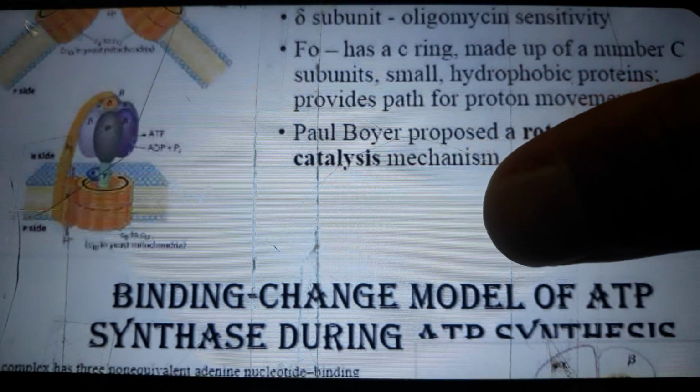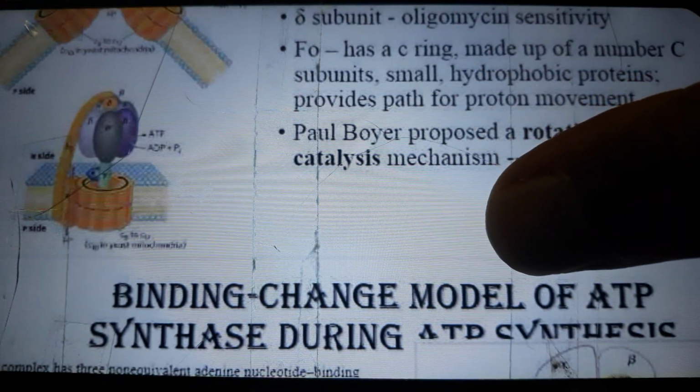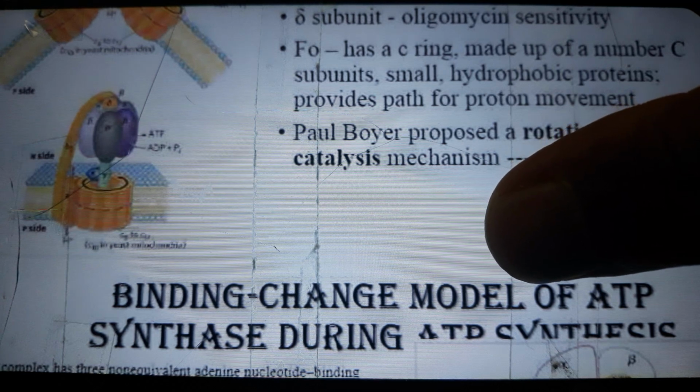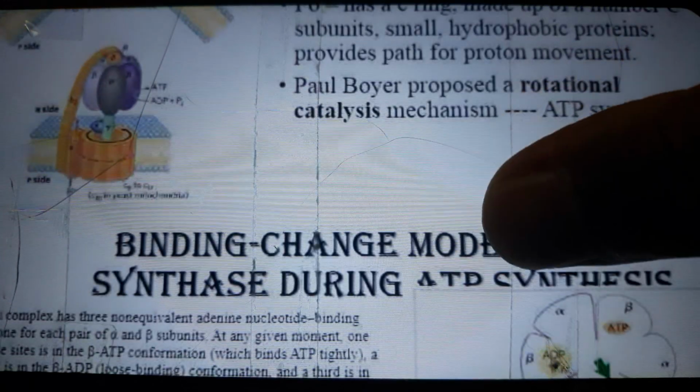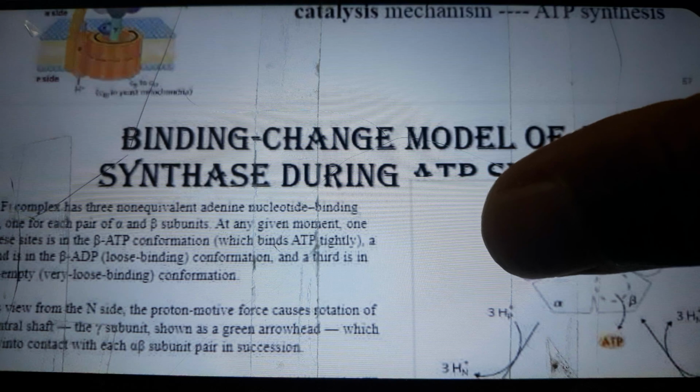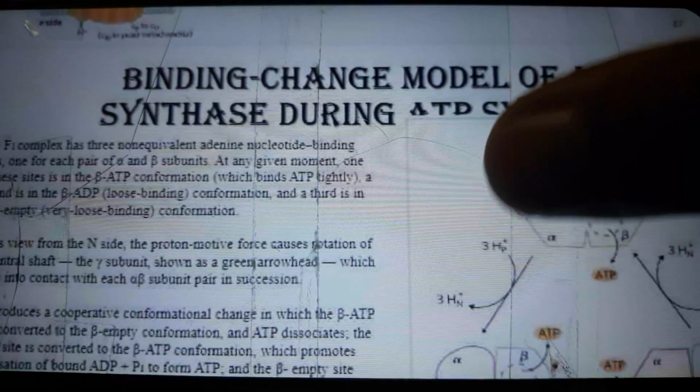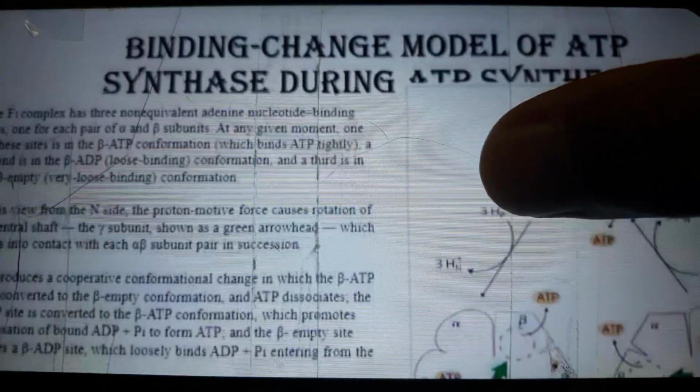Alpha subunit, oligomycin sensitivity, F0 or C-ring, made up of a number of C subunits, small hydrophobic proteins, provides a path for proton movement. Paul Boyer proposed the rotational catalysis mechanism of ATP synthase, the binding change model of ATP synthase.